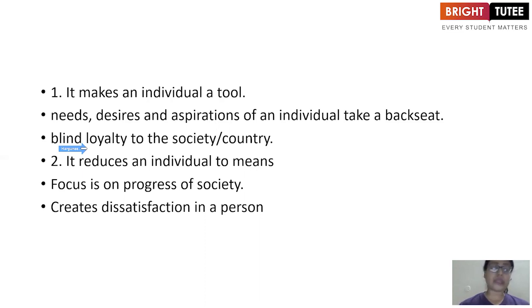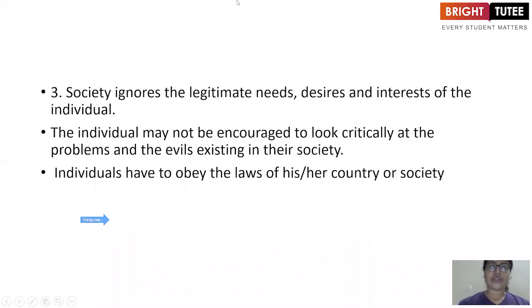Another major limitation of having a social aim than an individualistic aim of education is that it reduces an individual to simply a means, a method, that is it. So focus is on essentially the progress of society and not on the progress or development of the individual. Now, this may create some amount of dissatisfaction in a person. The level of dissatisfaction may vary from one person to another. Some people who are very patient in nature may feel lesser dissatisfaction as compared to other people who get frustrated very easily. So, society ignores the legitimate needs, desires, and interests of the individual.